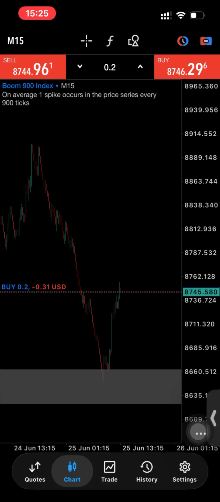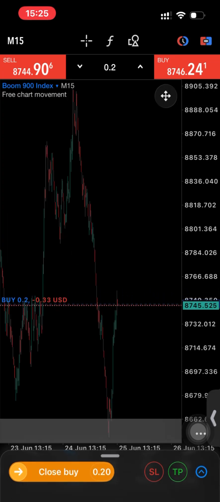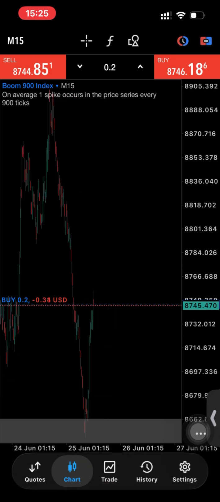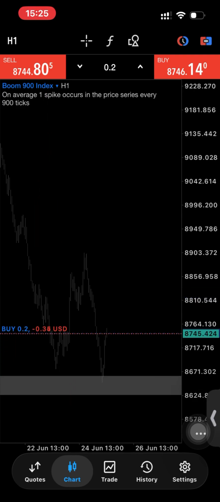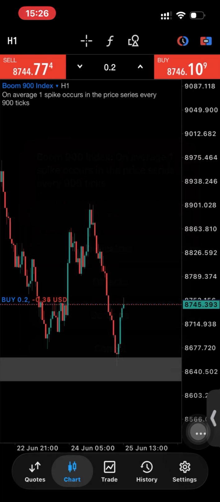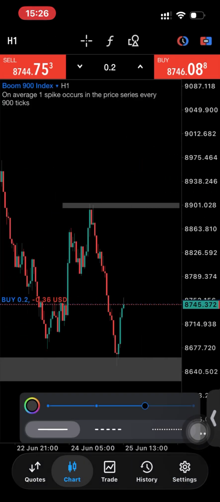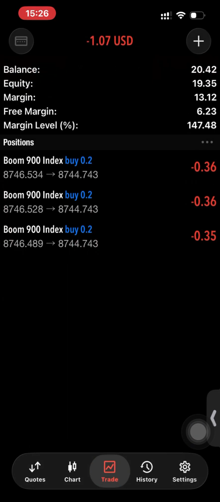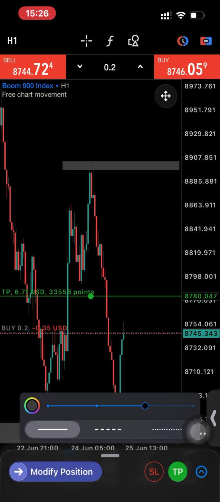I've opened 3 positions, and let's just wait and see what the market does from this point on, so we can secure some profits. I'm not going to speak much about the W's because we've spoken about them. My target is just at the top there, and we are out. Let's just wait and see what the market does here.